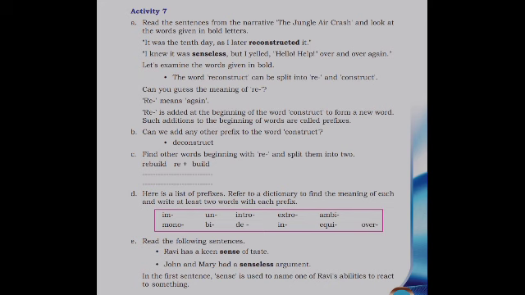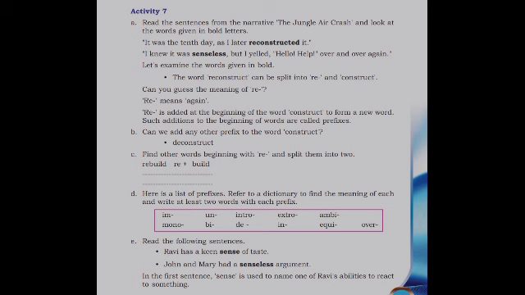Activity 7. Read the sentences from the narrative, The Jungle Air Crash, and look at the words given in bold letters. It was the 10th day, as I later reconstructed it. I knew it was senseless, but I yelled, "Hello, help," over and over again. Now, let's examine the words given in bold.